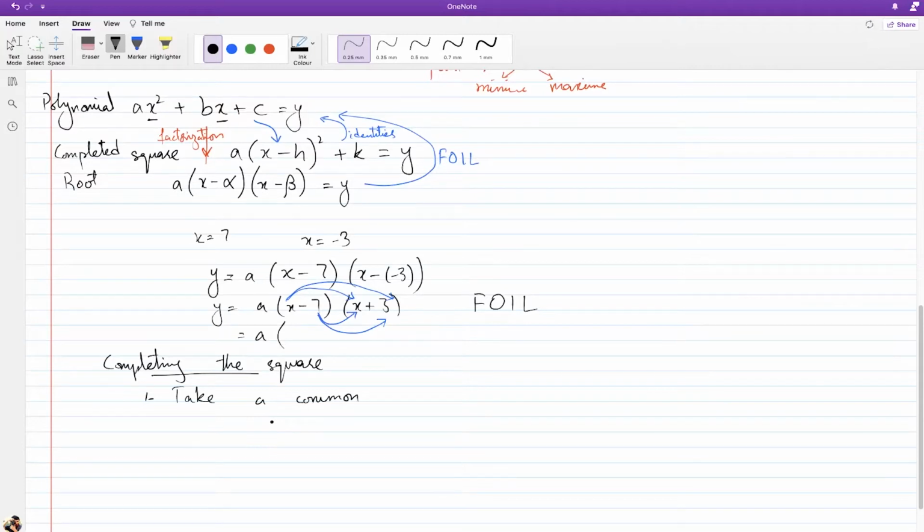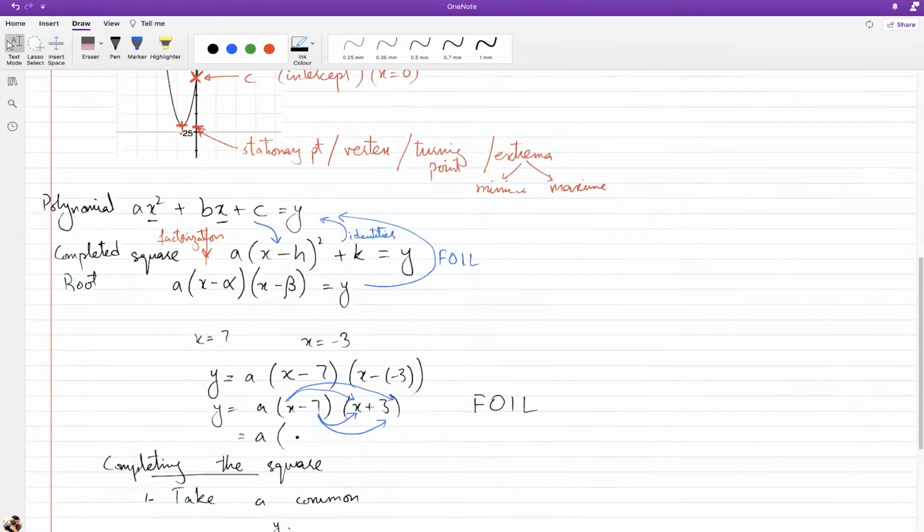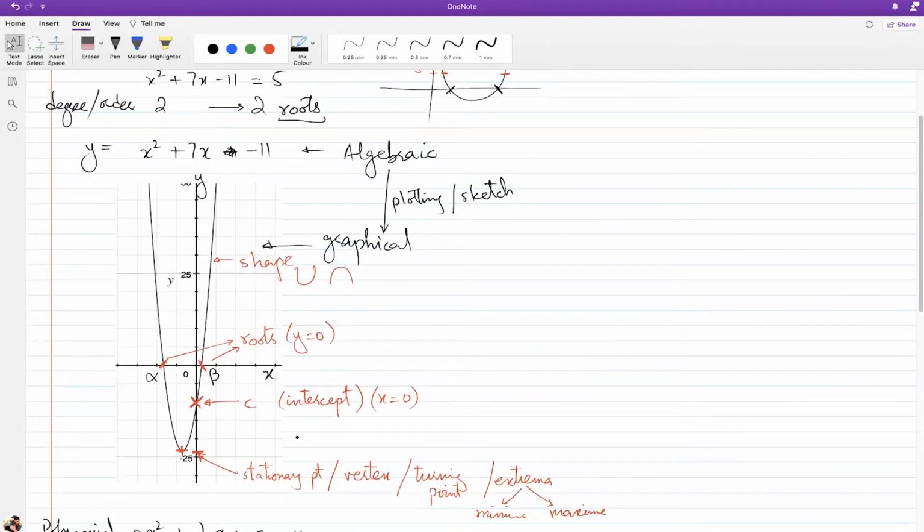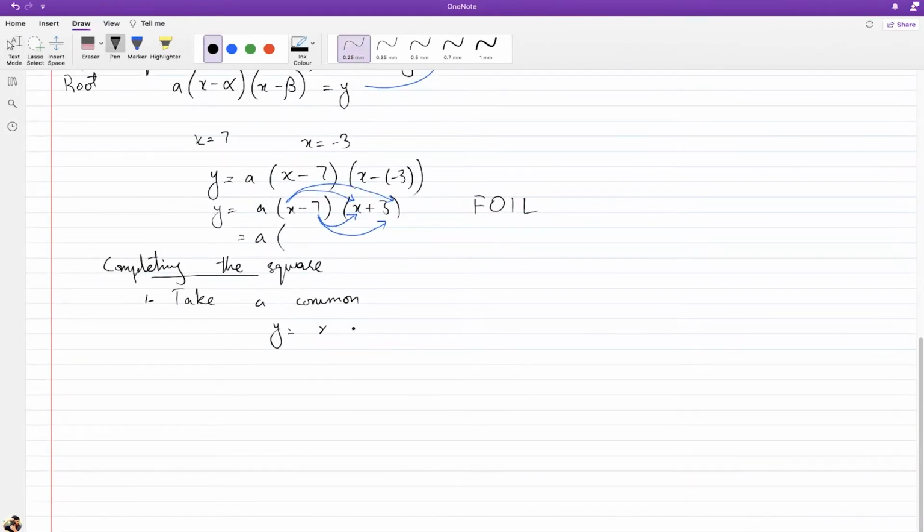So I'll give you an example. Let's suppose we have the same example that we had here, x squared plus 7x minus 11. So y is equal to x squared plus 7x minus 11. Here our a is 1, so we don't need to do it. But let's suppose we had some other number like 2. Then what would I do? I will take 2 as common. Now what is taking a common? When you take any number as common, you're basically dividing everything inside by that. So 2x squared over 2 becomes x squared, 7 over 2 becomes 7/2, and -11 over 2 becomes -11/2.